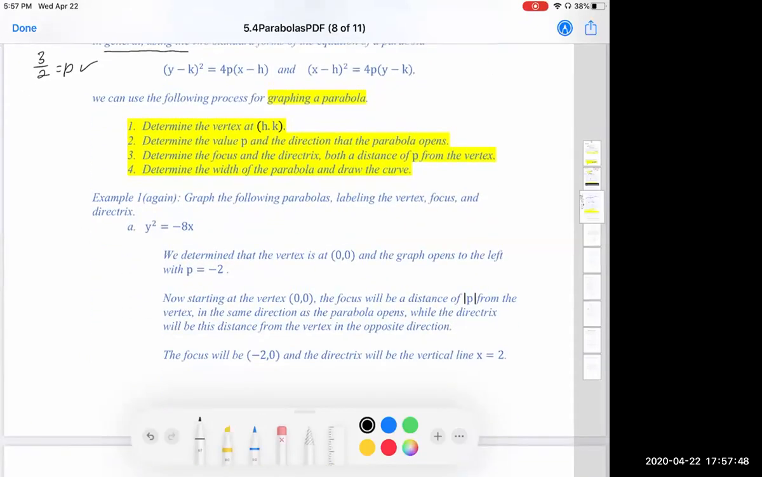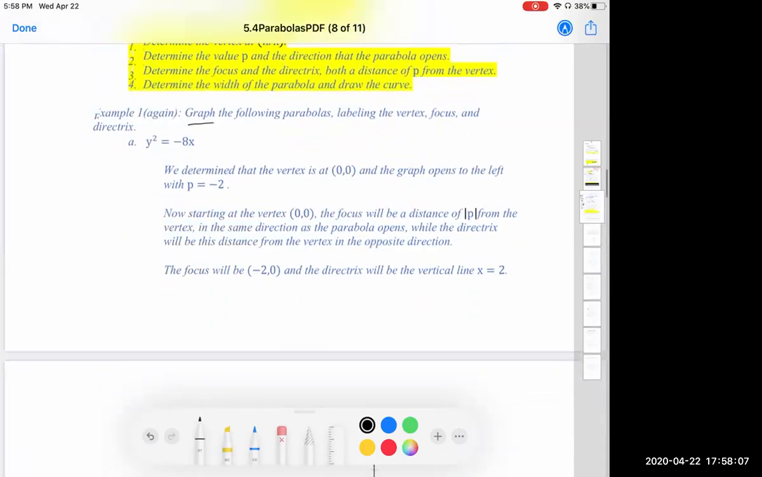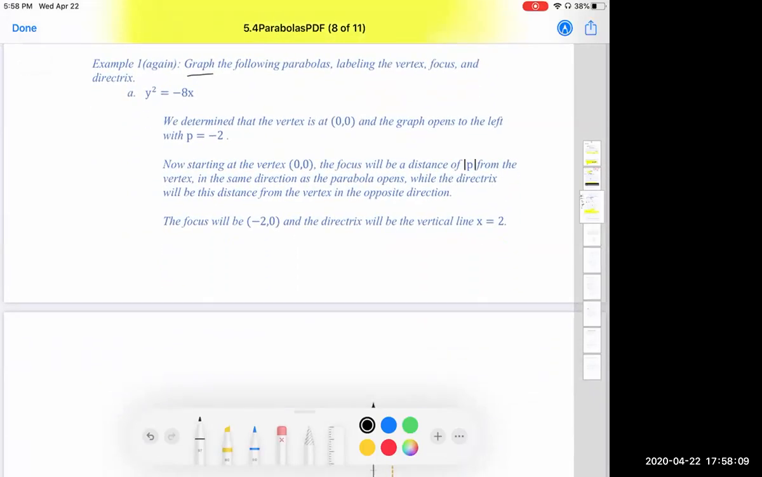All right, so let's go through these examples. But instead of labeling your vertex and your value p, we're going to go ahead and graph it. So let's do these problems again from example 1. Our instructions say to graph the following parabolas, labeling the vertex, focus, and directrix. So I have y squared is equal to negative 8x. We determined that the vertex is at 0, 0, and the graph opens to the left, right? We did that in the beginning with the p of negative 2.